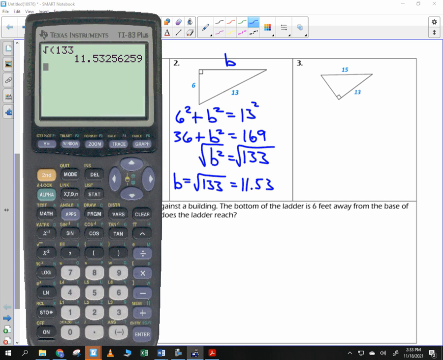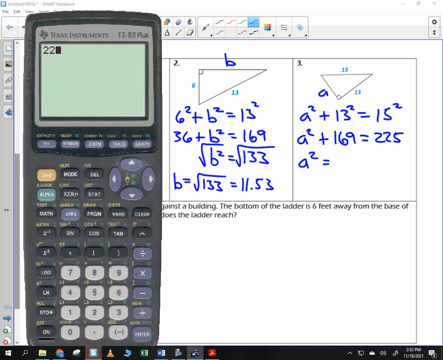And number 3. Call that A. Doesn't matter whether you call it A or B. The most important part is just to get C correct. So it's A squared plus 13 squared is equal to 15 squared, or A squared plus 169 is equal to 225. 225 minus 169, and I get 56.